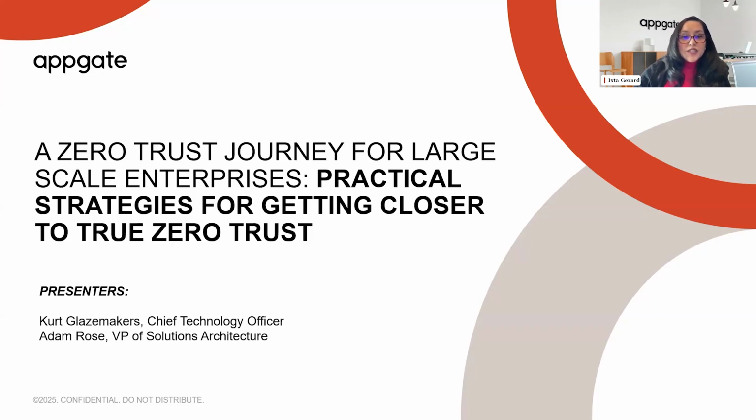Now let's jump into today's session, a zero trust journey for large-scale enterprises. Practical strategies for getting closer to true zero trust. We have an insightful discussion ahead with two industry leaders, Appgate's Chief Technology Officer, Kurt Glazemakers, and our VP of Solutions Architecture, Adam Rose. So let's get started. Kurt, the floor is yours.